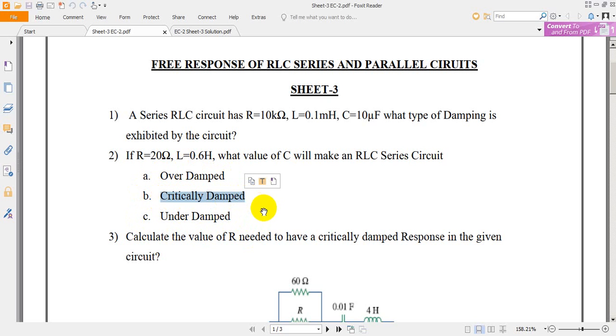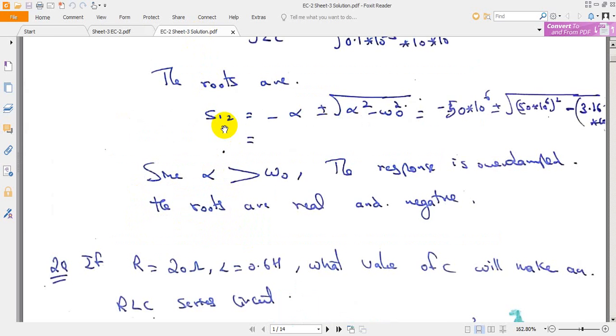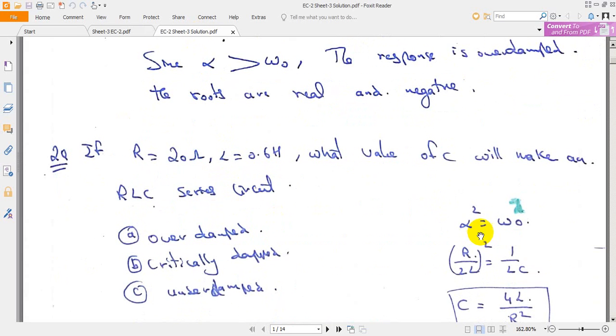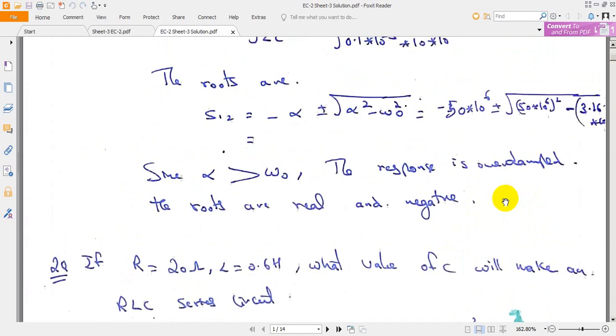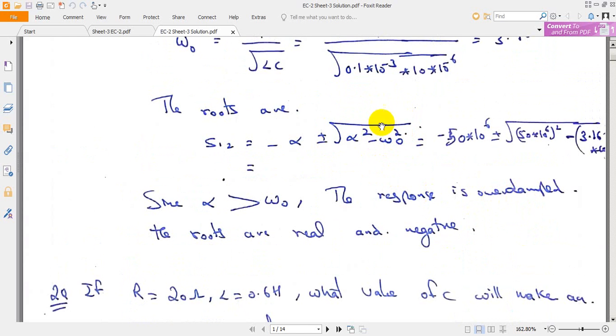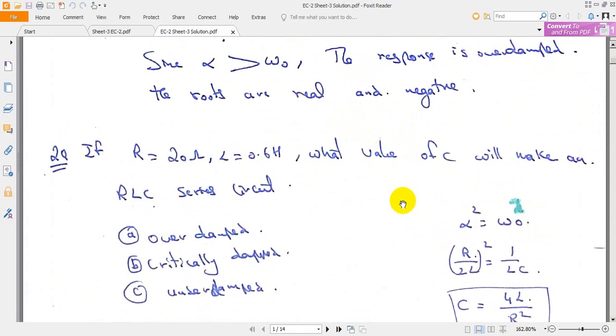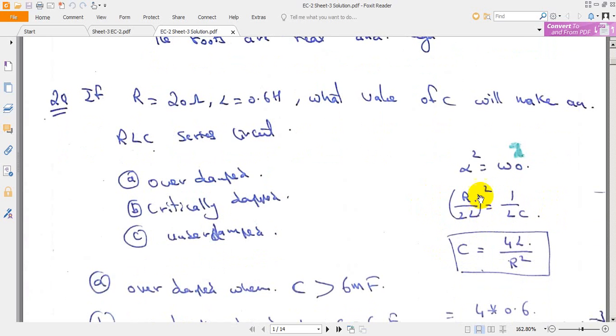Why? Because we know the condition for critically damped is alpha equal to omega naught. How do we get alpha equal to omega naught? If we check the roots, if alpha square minus omega naught square is equal to 0, it means alpha square is equal to omega naught square, then the system is critically damped.